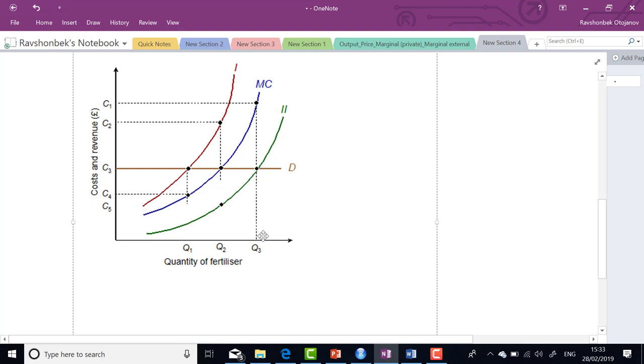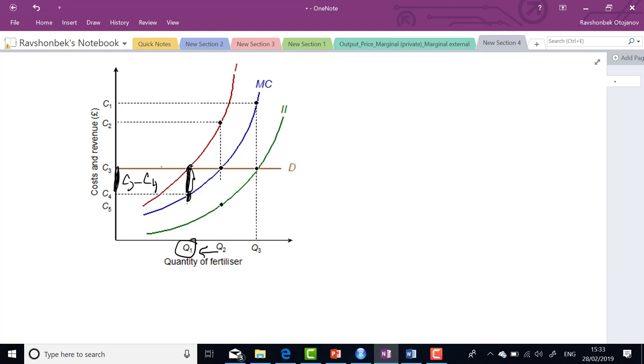What rate of tax? C3 minus C4. Exactly. At the socially efficient level of output, in order to move production from Q2 to Q1, they should tax this much. This is the difference, so C3 minus C4. The difference between the two curves at this point is this distance. Makes sense? They tax as much as the cost needs to be, the external cost. The tax should be equal to the marginal external cost. Okay.